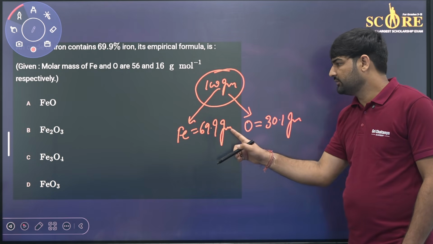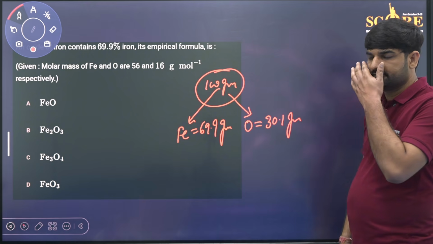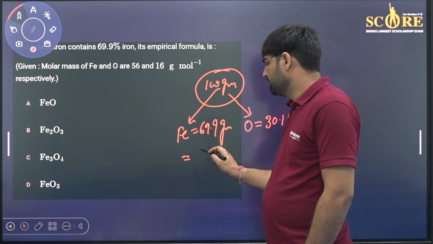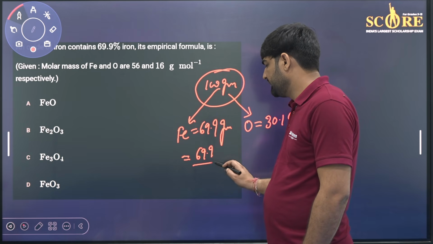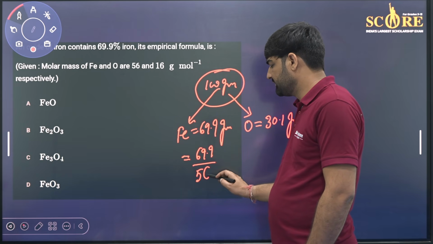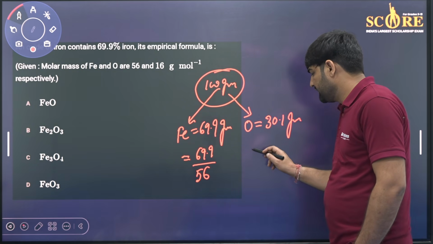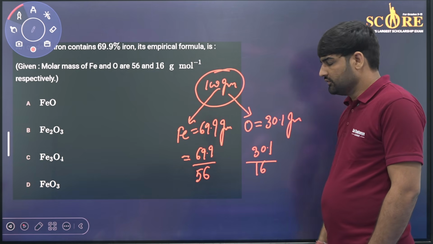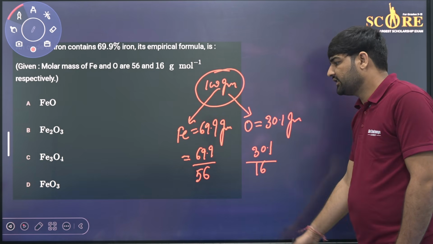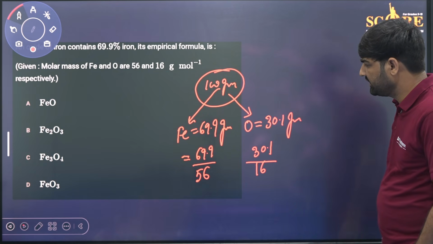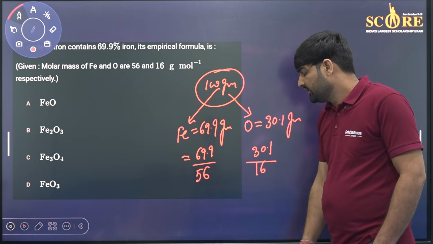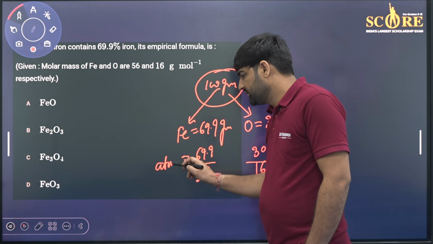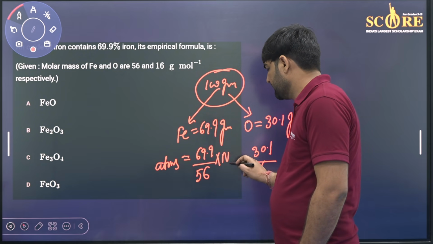Sum of these two masses will be 100. Now we have to calculate the number of moles: 69.9 divided by iron's molar mass of 56, and 30.1 divided by 16. So these are the number of moles of iron and oxygen in this sample. Now you have to calculate the number of atoms. For the number of atoms, you have to multiply by Na.